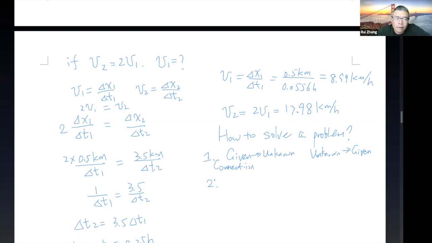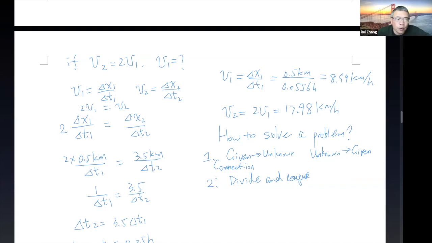Now, for some more complicated problems, another simple approach I call divide and conquer. So what do we mean by divide and conquer? If you have something really complicated, what you should do is try to divide this problem into many small pieces, and then focus on one small piece at a time.